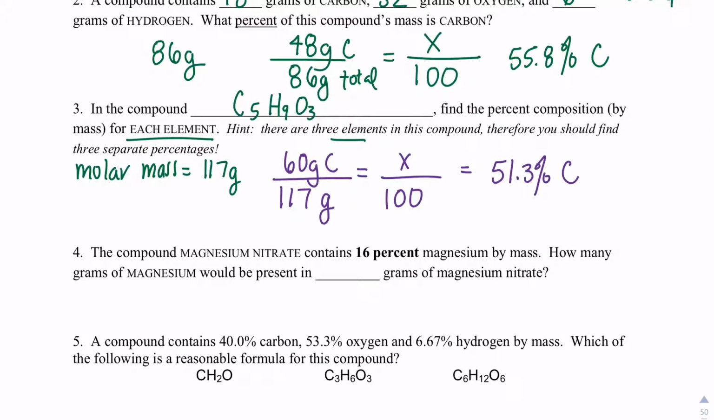So when you calculate the others, you should end up with 7.7% hydrogen and 41% oxygen. And when you add those all together, you end up with 100%, which should make sense to you because if you look at the total weight of all of them, they should all equal.